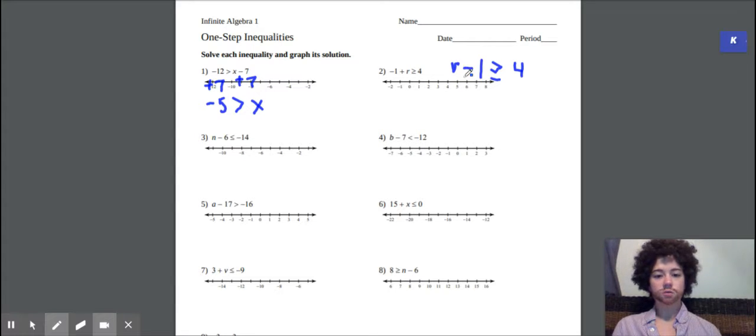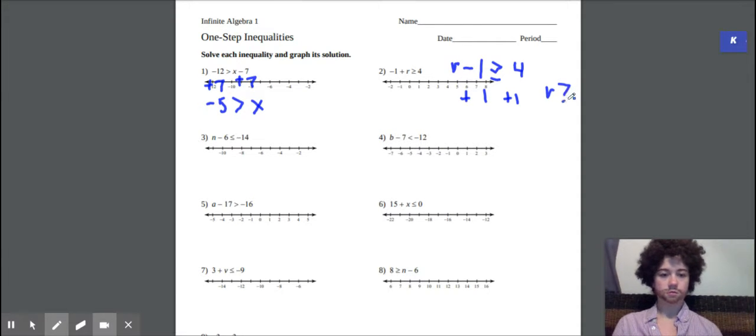So I could undo this by adding 1 to both sides, add a little tree here, and maybe add a little tree over here, keep it balanced. R is going to be greater than or equal to 5. So we could put a closed dot on 5 because it could be equal to, and then shade in everything to the right.